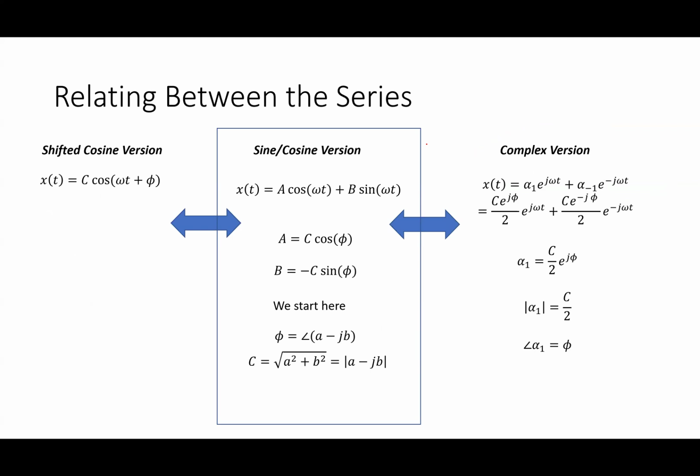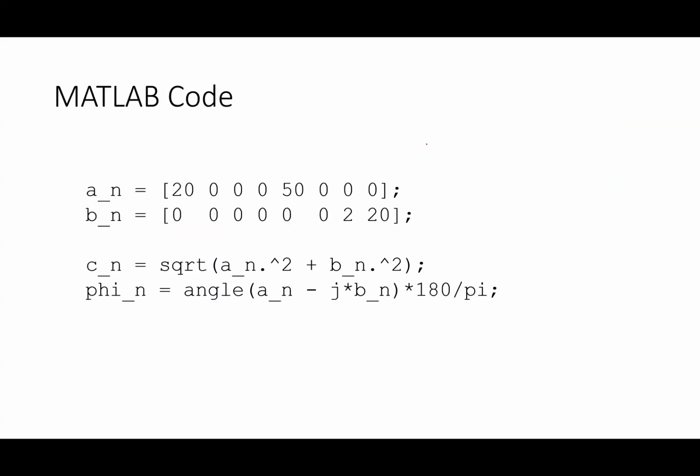We're going to do that example in some more detail, and I'll go through this code again on Thursday or Tuesday. But basically, if I know the A's and the B's, I can relate them to the C's and the Phi's, and I can relate the C's and the Phi's to the Alpha. I can relate the series to each other.